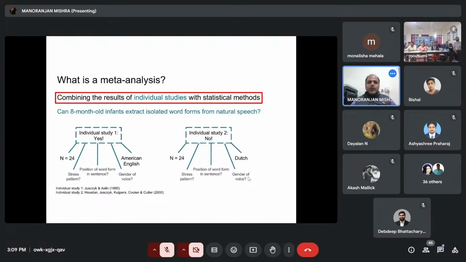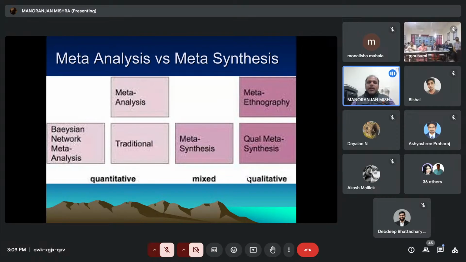Meta-analysis versus meta-synthesis. Meta-analysis is the more quantitative one. Meta-synthesis is a narrative one. You can integrate a number of theories and come up with different narratives. When I say meta-analysis, it's a Bayesian network, or a quantitative one. When I say meta-synthesis, it can be a mixed one, like meta-ethnography. These are all qualitative.